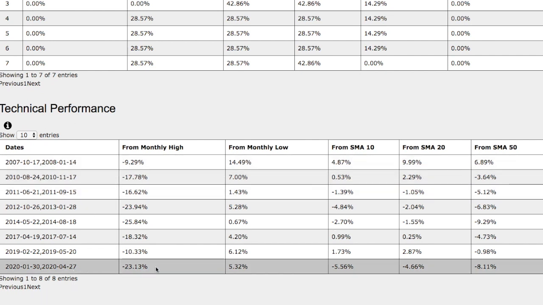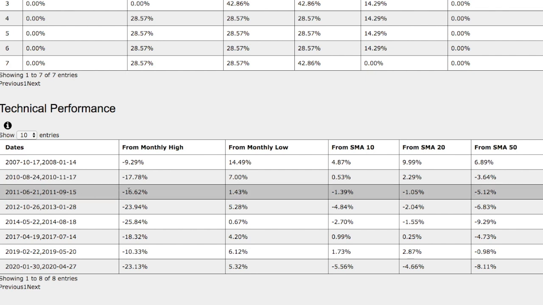On the current model, we're down 23% from monthly high, up 5% from monthly low, up or down 5.5% from 10 simple moving average, down 4.6% from 20 simple moving average, and down 8% from 50 simple moving average. Now we examine the trend that we just found, June 21st to September 15, 2011.